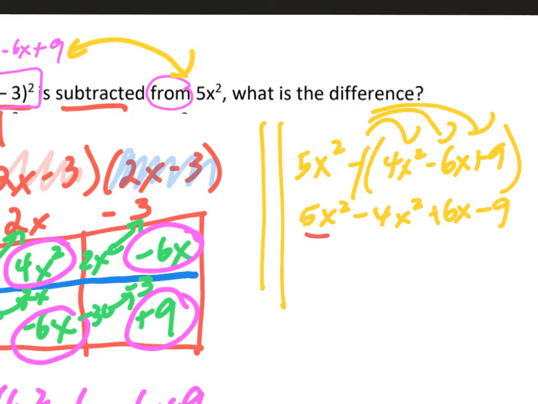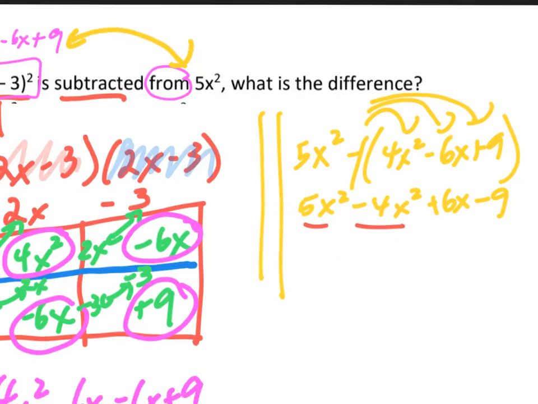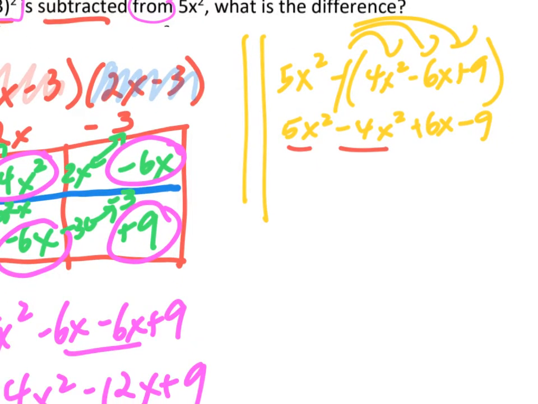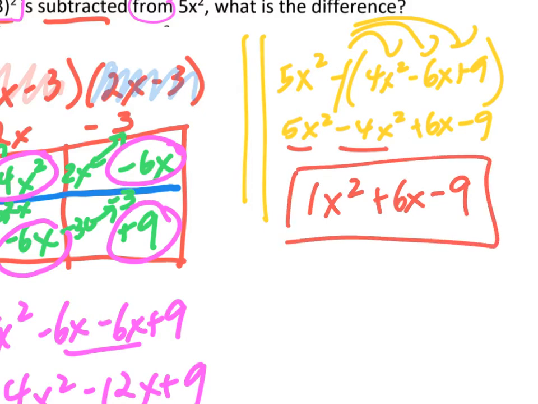Over here, I have these like terms, 5x squared minus 4x squared. And so I'm going to combine them to get 1x squared. And then I don't have any other like terms, so I'm just going to bring down all my other terms. Just write that a little bit neater. Plus 12x minus 9, and that should be my simplified expression.